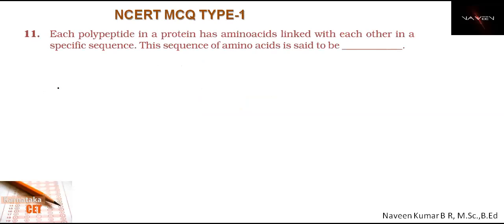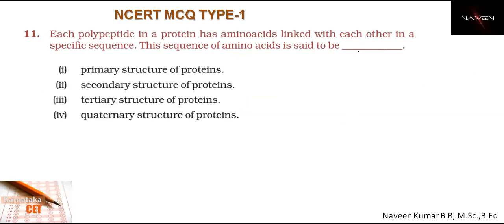Each polypeptide in a protein has amino acids linked with each other in a specific sequence. The sequence of amino acids in a polypeptide chain represents which structural level? You can easily recall, it is the primary structure of protein, the peptide sequence or amino acid sequence of a polypeptide chain. The correct answer is option 1.